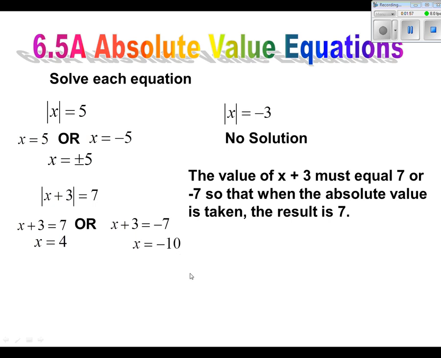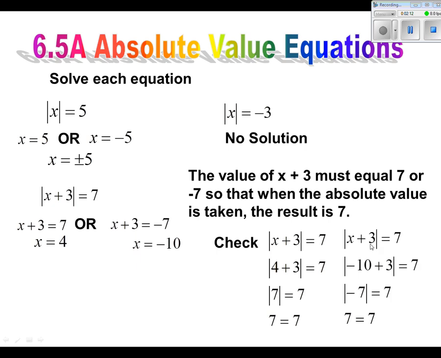Now for this example, we're going to do a check as well. Because there are two answers, we do have to do two checks. So we write down the equation, we substitute x equals 4, 4 plus 3 is 7, absolute value of 7 is 7, so that one works. We do it again for the negative 10. Negative 10 plus 3 is equal to negative 7, absolute value of negative 7 is 7 as well, so that works. And these all should work because it does have an equal sign.